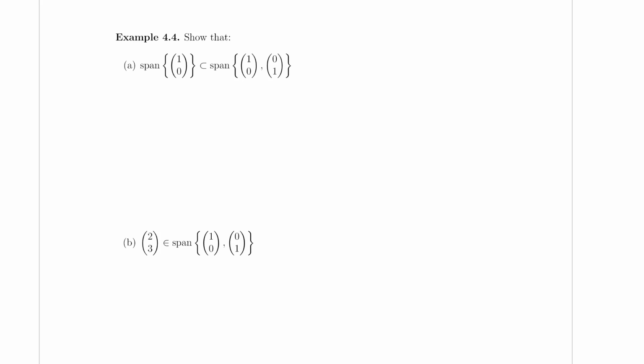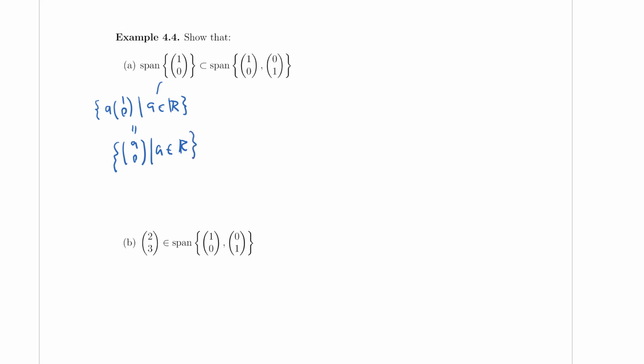Okay, so this example should be pretty simple. I'd like to show that the span of (1, 0) is a subset of the span of (1, 0) and (0, 1). So let's see. The span of (1, 0) is basically the set of a times (1, 0), where a is a real number. So basically, this is the set of all vectors of the form (a, 0), where a is a real number.